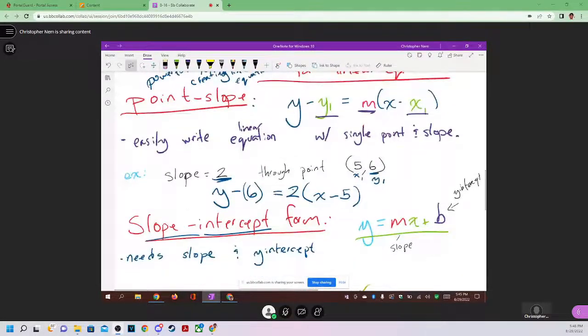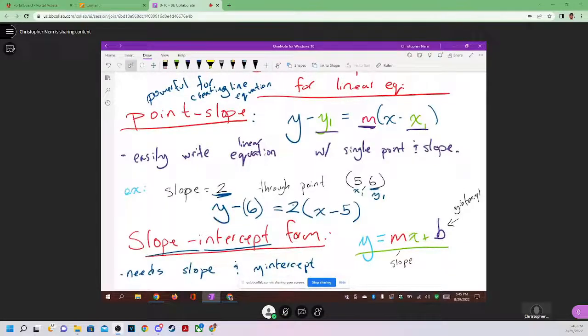Point slope is really good for creating the equation of a line, especially when you're given a point and a slope. It's very easy to write. But the disadvantage of it is it's not simplified. If you notice, I have y minus 6 equals 2 times x minus 5. I didn't distribute. I didn't add the 6. I didn't solve for y equals.